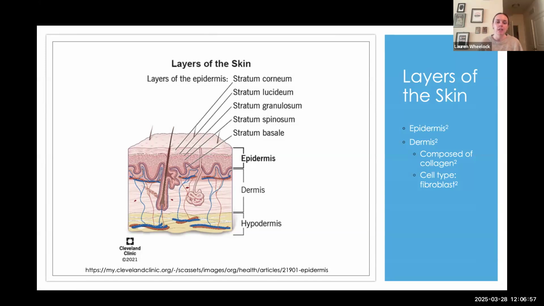So the papillary layer is the superficial most layer of the dermis. It's located just beneath the dermal epidermal junction, and it's composed primarily of fibrocytes, collagen, and blood vessels. Below that is the reticular dermis, which is typically much thicker and contains fewer fibrocytes, but a denser collection of collagen.